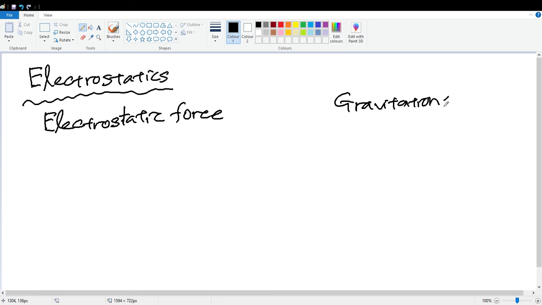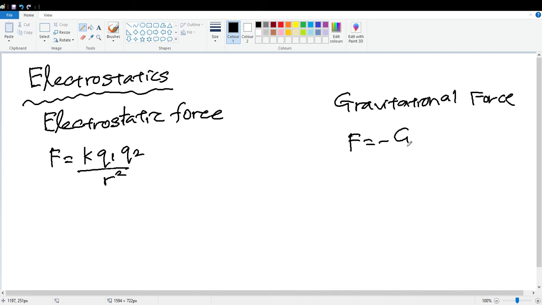Gravitational force. So the electrostatic force, F, is equal to K Q1 Q2 over R squared. As for the gravitational force, F is equal to negative G M1 M2 over R squared.